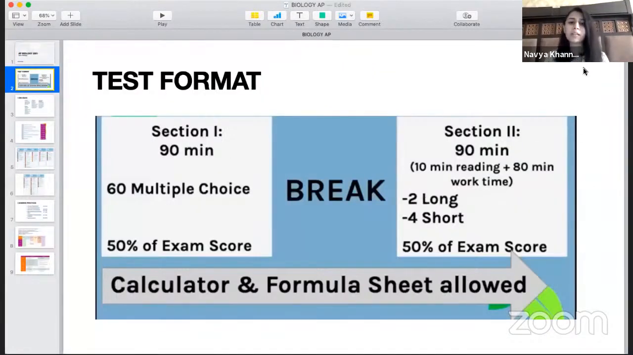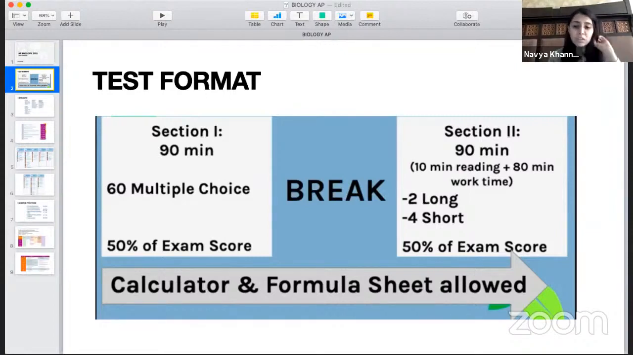The test format is 3 hours. You have two sections. The first section is 1.5 hours, which has 60 multiple choice questions. Unlike other AP exams and even unlike SAT and ACT, where you are short on time, you're not going to be short on time here. It's not really testing your ability to answer fast, but your ability to answer correctly. That's important here. So you don't really have to rush. You have more than a minute for every question.